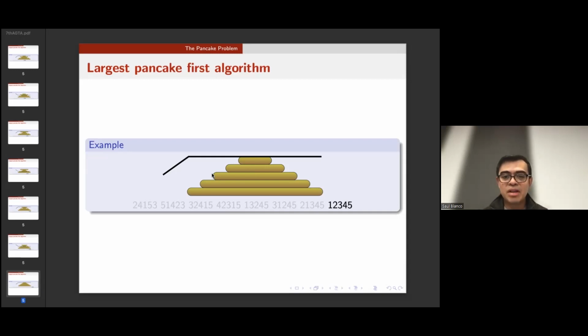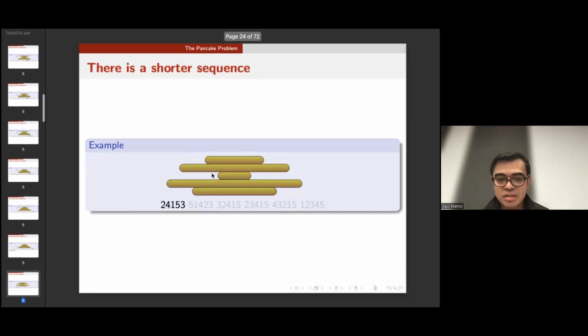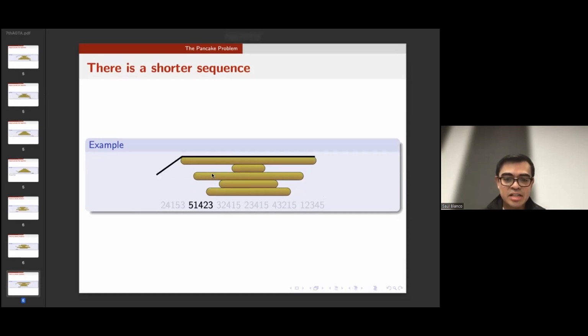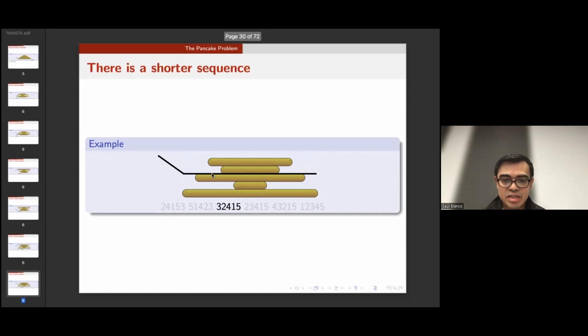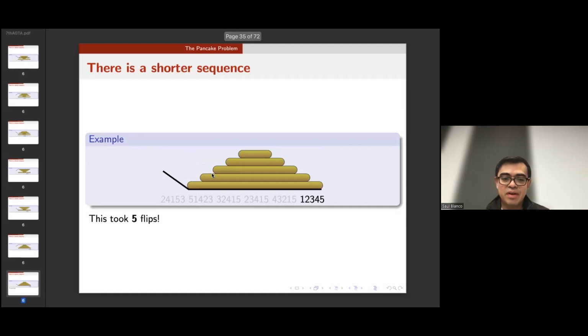Okay, so that's one algorithm. That gives you one bound for the pancake problem, for the pancake number. But of course, there are more complicated things. It's not the most efficient algorithm. In this particular case, you have a sequence that took 7 flips, but it's not the most efficient procedure. For example, for the same stack, you can do this other procedure that starts the same, but eventually diverges a little bit. And then this one just took 5 flips. So the naive algorithm that I mentioned at first is not the most efficient one, but it does give you a bound, of course.